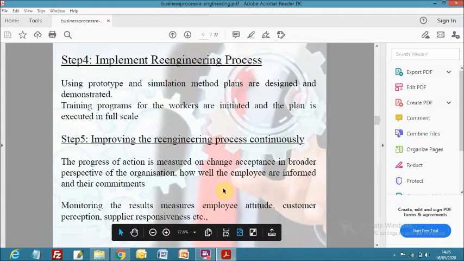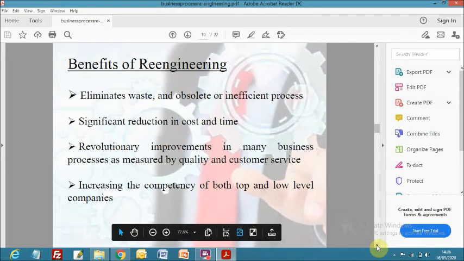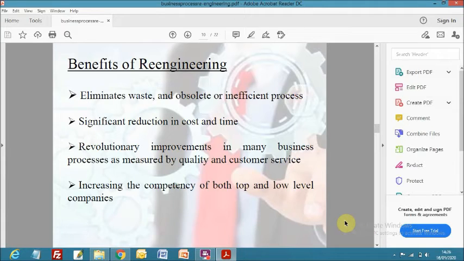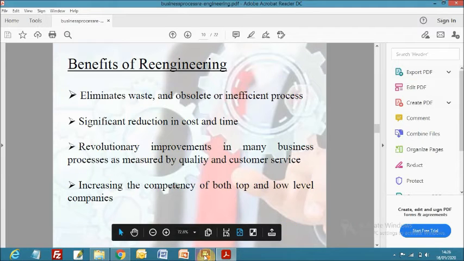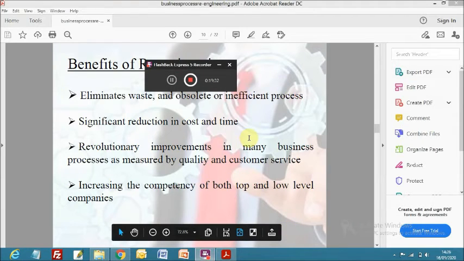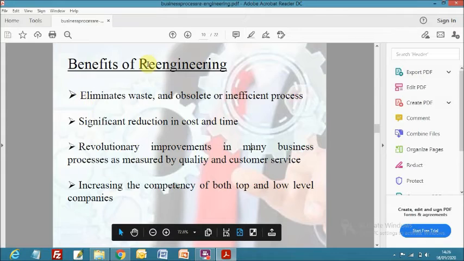All these things, customers and suppliers. If you have changes in product features, then we must also monitor customer perception of our products, right? This is also very important. And now, the benefits of re-engineering.